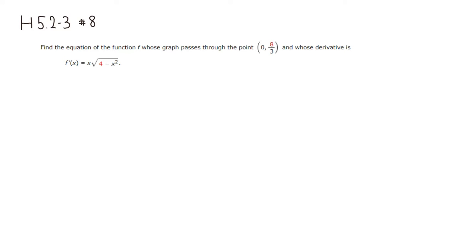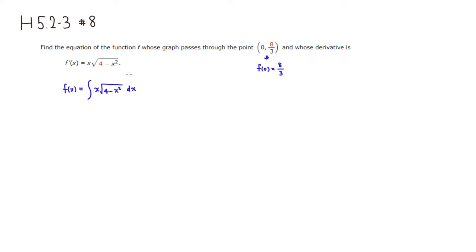The first thing is, since the point is given, this gives us f of 0 is equal to 8/3. Then, since we have the derivative given, we can just find an antiderivative to try to find f of x. So we take the antiderivative of the given derivative: the integral of x times square root of 4 minus x squared with respect to x.